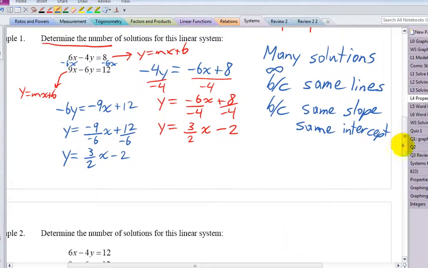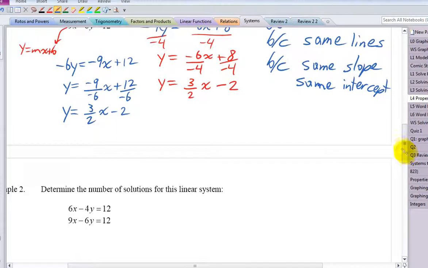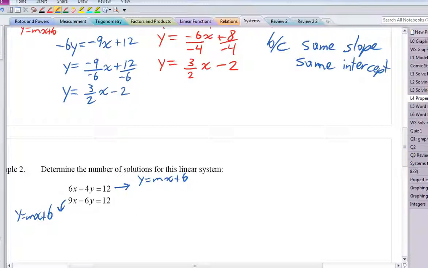The good thing is, different question, but exactly the same way to solve it. Turn this into y equals mx plus b, and the other one as well. Okay, y equals mx plus b. Then it's easy to look at the slope and the intercepts. Okay, go.